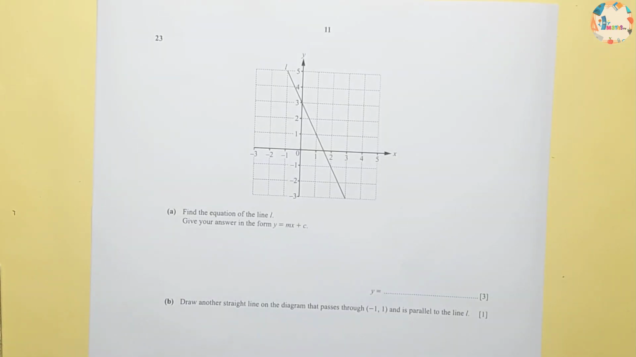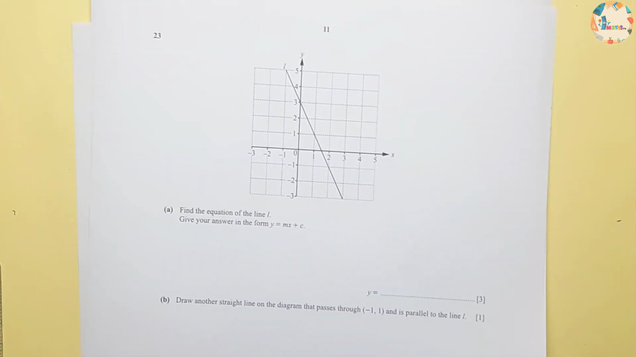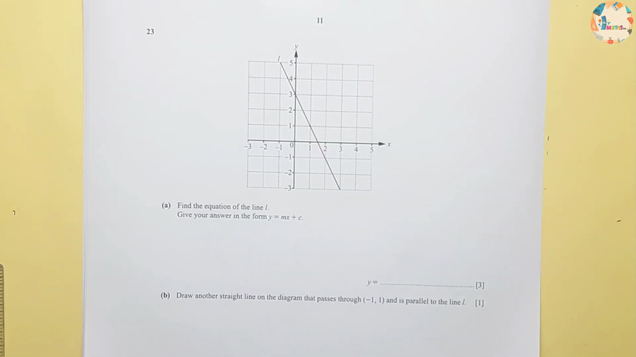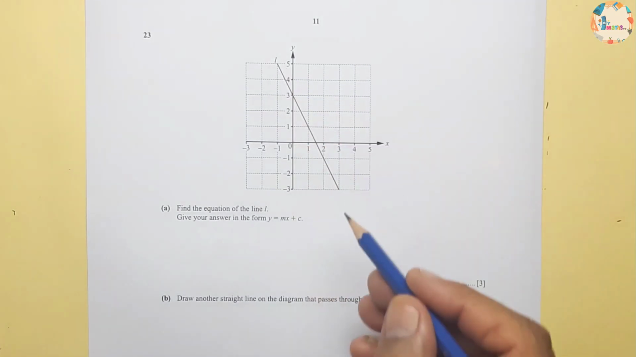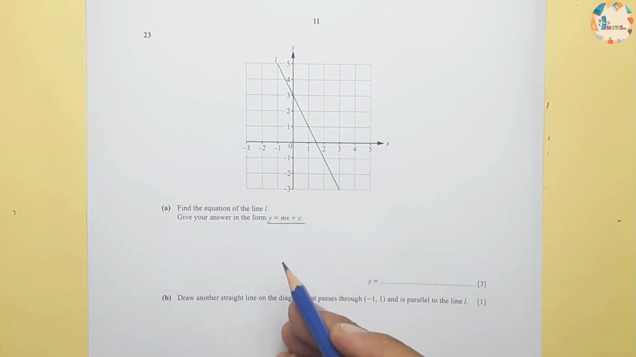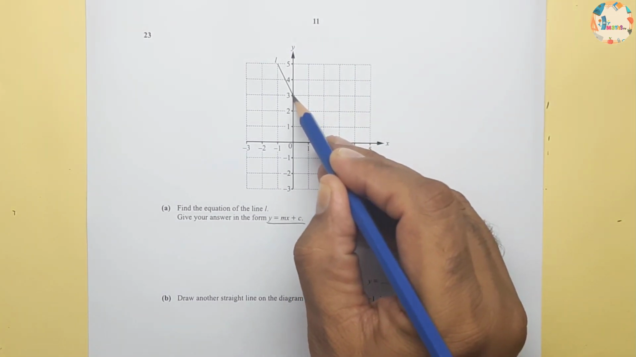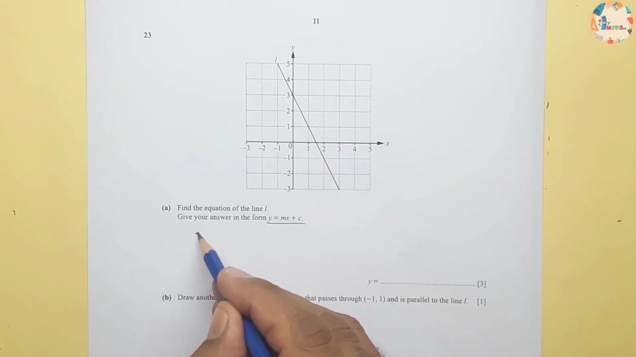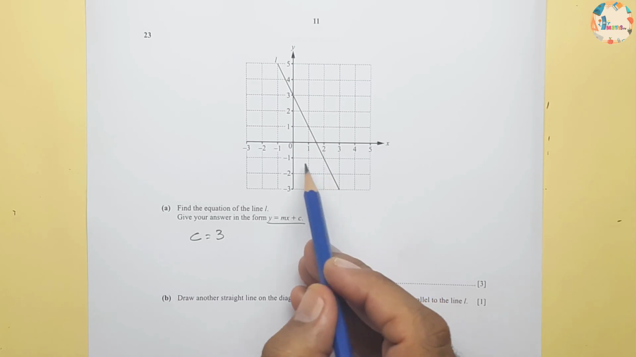Then comes question number 23. Question 23 is a straight line graph. We find the equation of the line L, which is this one. So in form of y is equal to mx plus c, we'll have to check the y-intercept, which is 3. So we can write c value is equal to 3, and we can find the gradient as well.